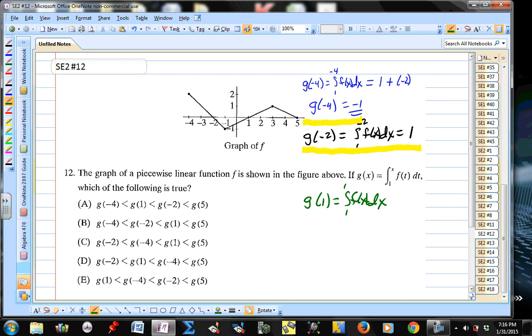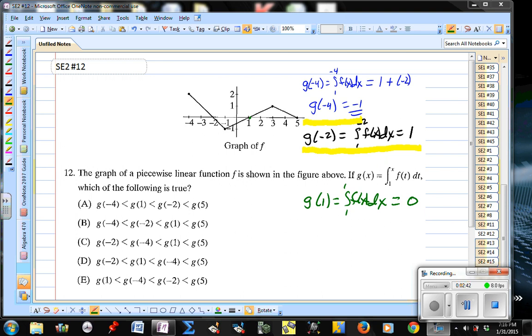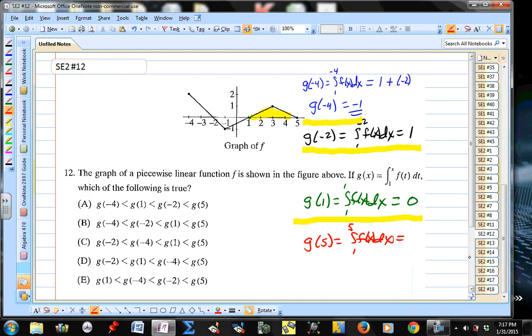Now we'll find the value of g of 1. Well, g of 1 is the integral from 1 to 1 of f of x with respect to x, which is 0. You can remember that property, or you can find the area of a region whose change in x is 0, and 0 times any y value is going to be 0. Now we'll find g of 5, which is the integral from 1 to 5 of f of x. Well, we have a positive change in x and a positive change in y. Positive times positive is positive, and the area of this triangle is 2. So this integral is positive 2.